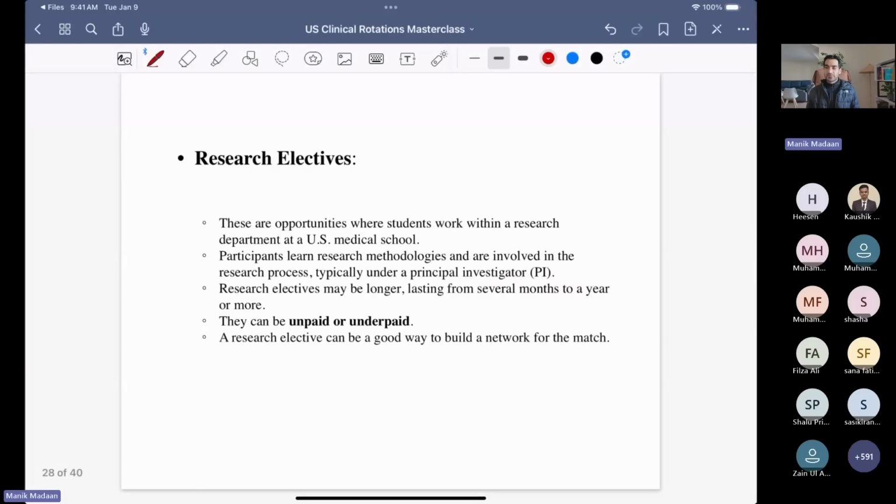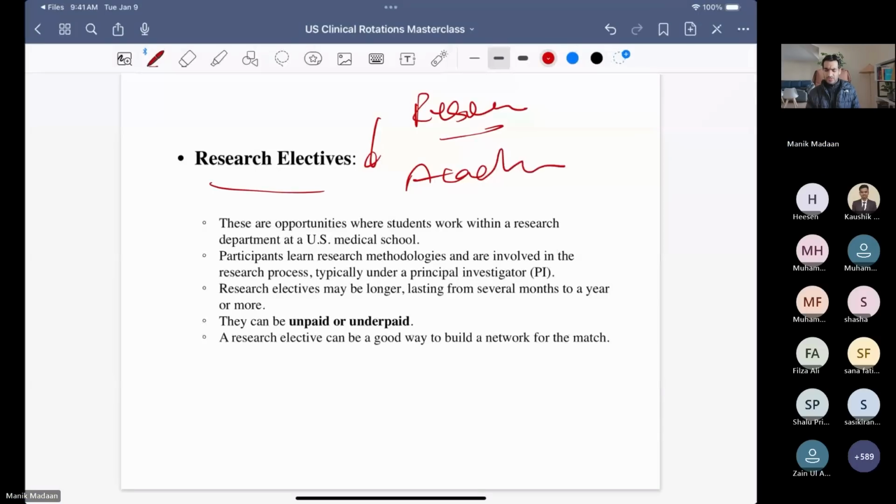Next, that brings me to research electives and research fellowships. Research electives themselves are not clinical experience per se. They are basically working in a research lab in a big academic institution with people who have influence.